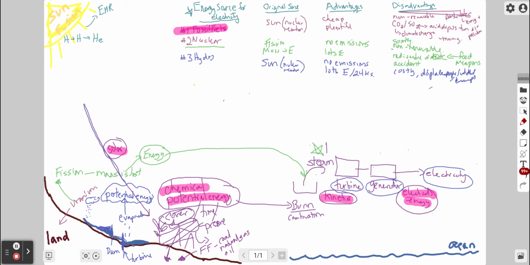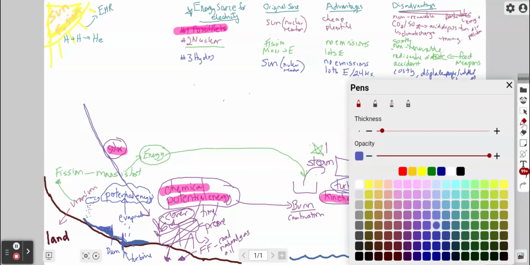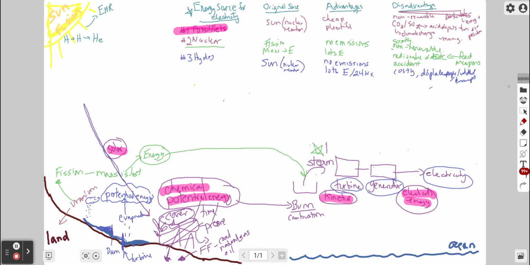All right, on to the next one. So now we're going to take a look at tidal. Let's go with that color. There we go. So number 4. We're going to see if we can squeeze all this on one page. This will be a feat. So tidal power for generating electricity.